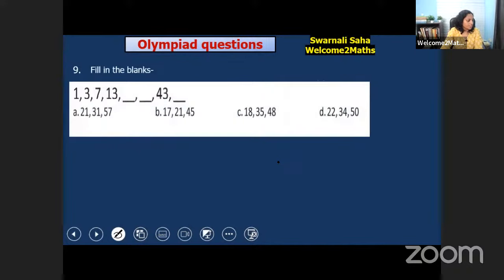Let's solve one more question. Just fill in the blanks. Here our question is: 1, 3, 7, 13, and then we have 3 blanks. So you have to fill in the blanks first, then I will tell you the answer. There are 4 options. Which would be the right one? That you have to find out first. So try to solve this.